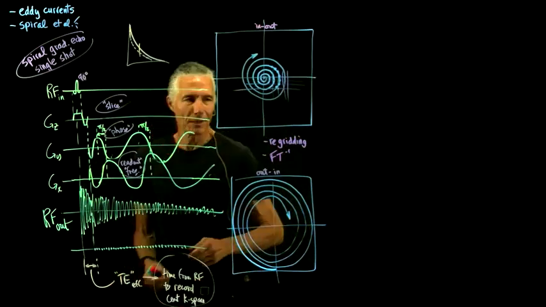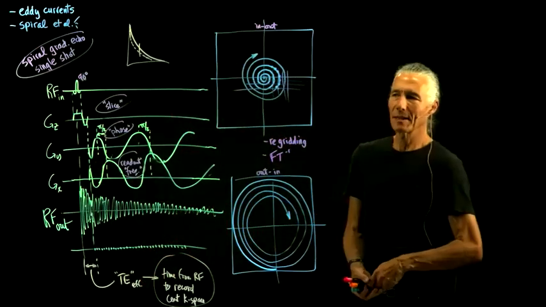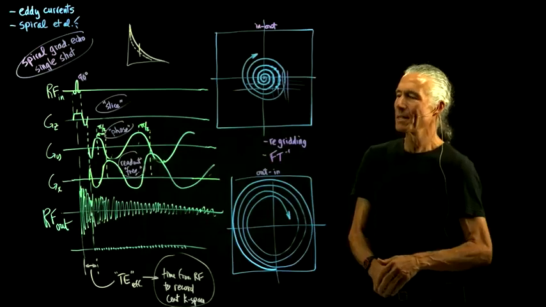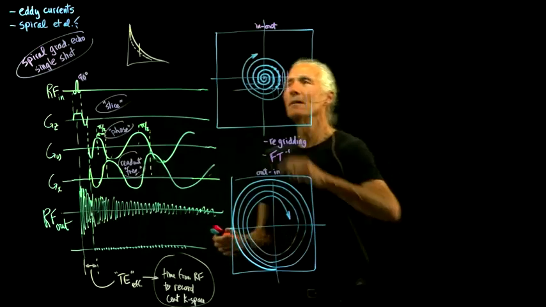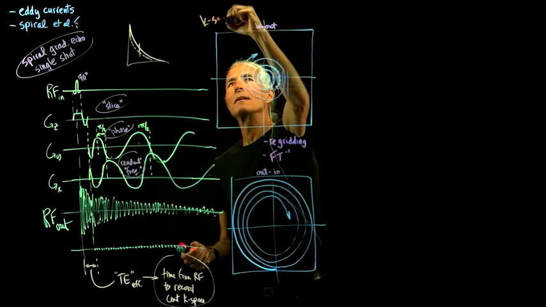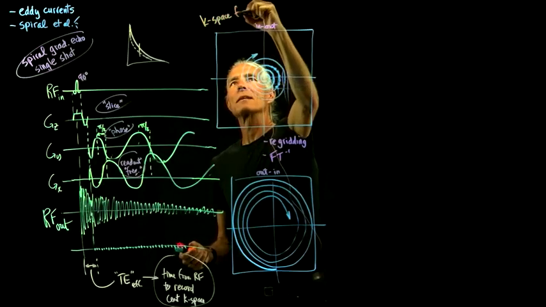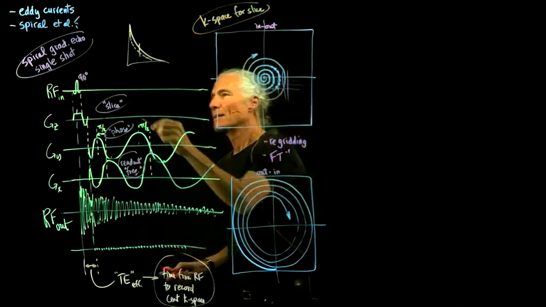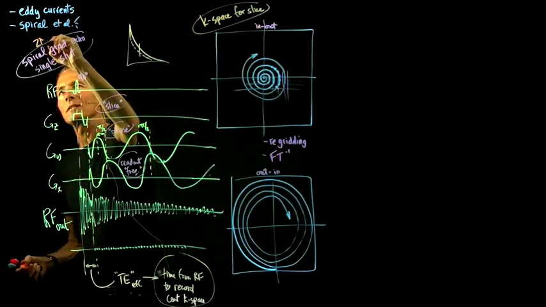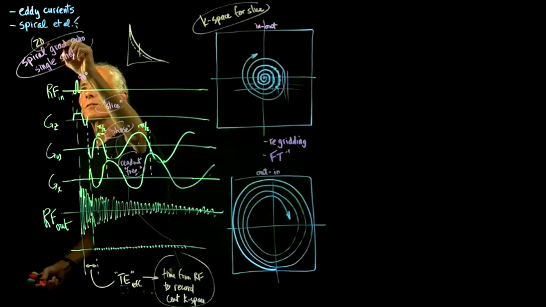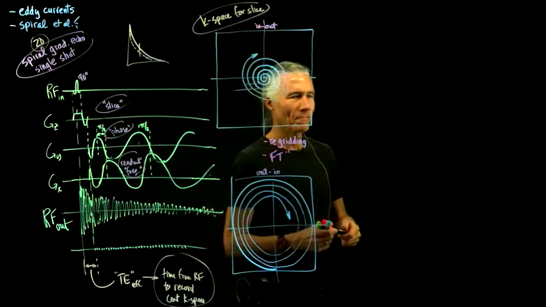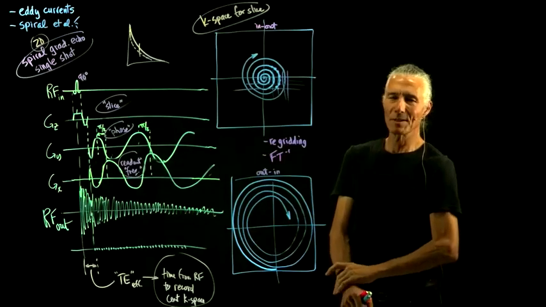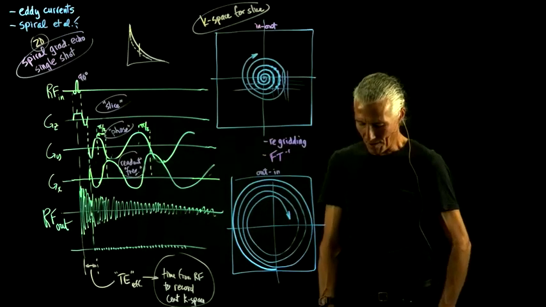So that's spiral. Any questions about the very basic spiral idea, before we go off the deep end? This is k-space for a slice, a 2D spiral gradient echo single shot. And we have these on the scanner.